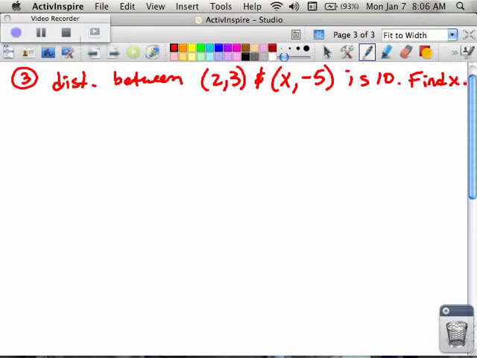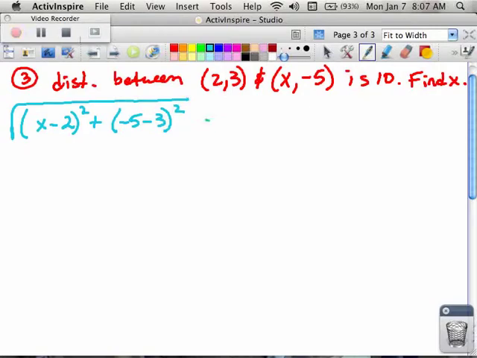And so in the setup of this problem, you use the distance formula, and that is that I know that the square root of x minus 2 squared plus negative 5 minus 3 squared is the same as 10. So the left side is talking about the distance between those 2 points, which we use the formula to write down. And they tell us the distance is 10, and in math the word is means equals. And now I have to solve this equation.